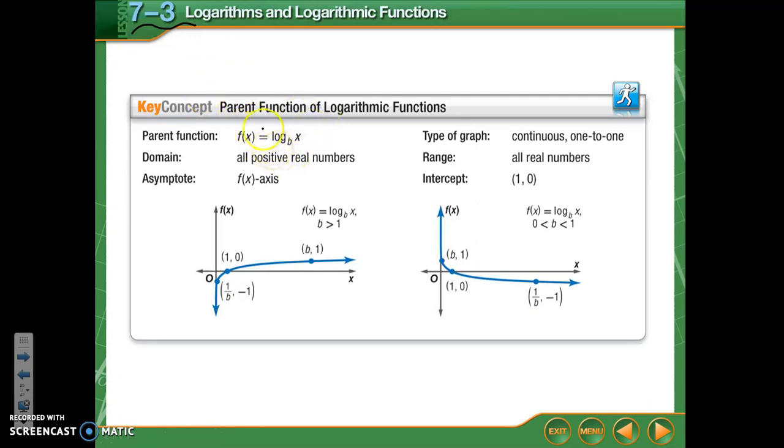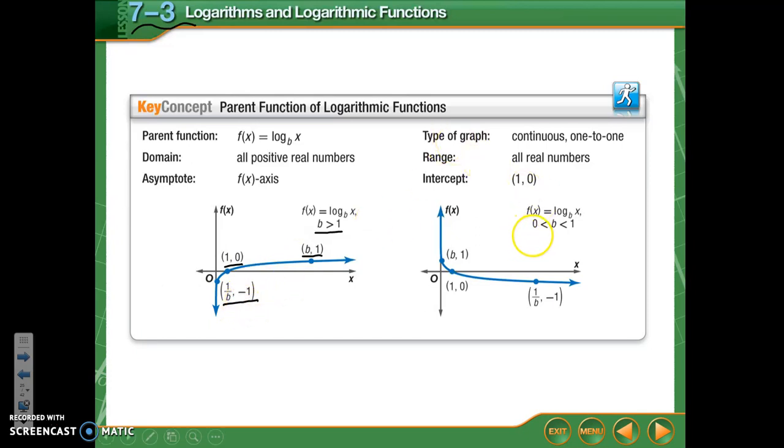Just a reminder, this is the parent function log base b of x. In this graph, b is greater than 1. The base of my logarithm is greater than 1. Remember, these are the 3 points that show up on that graph, and the b is based on the base of the logarithm. So I have the points (b, 1), (1, 0), and (1/b, -1).